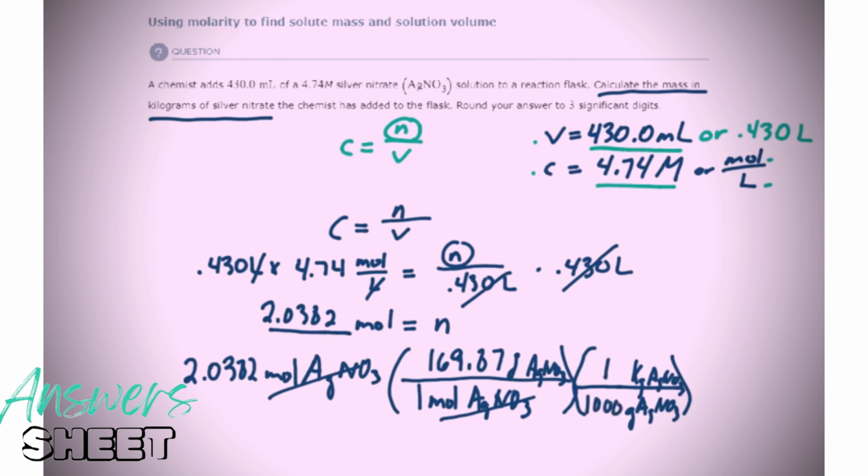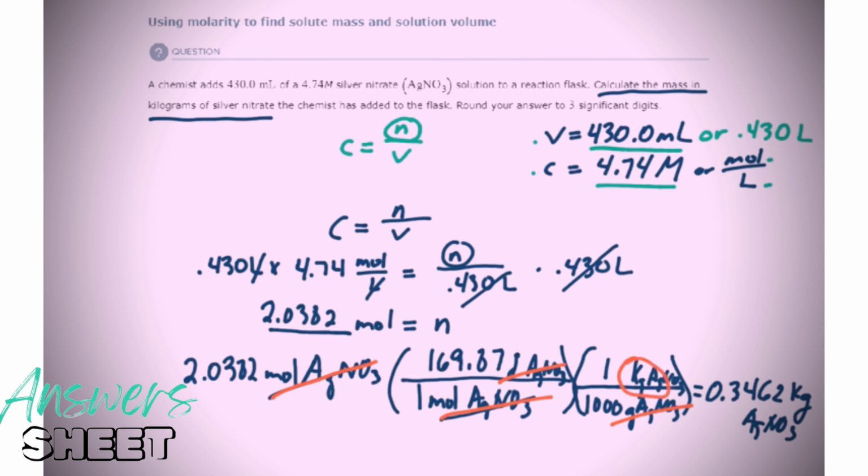And that conversion factor is 1 kilogram is 1,000 grams. The calculator answer that I get is 0.3462 kilograms of silver nitrate. If I check my units, moles of silver nitrate cancels here, grams of silver nitrate cancels here, and I'm left with kilograms of silver nitrate.